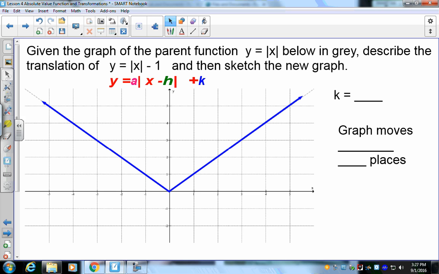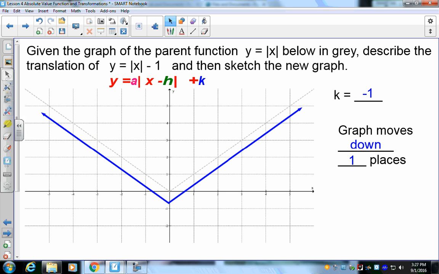All right, and then absolute value of x minus 1, it's on the outside, so I go in the expected direction. So my k is -1, so I'm moving down 1 place. Shift it down 1 place.